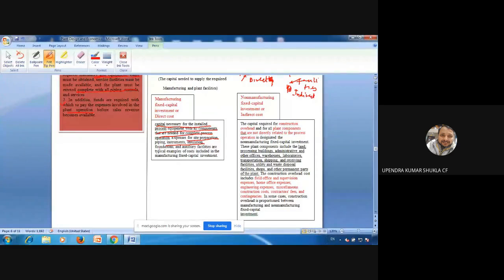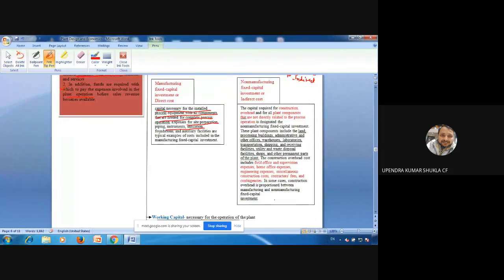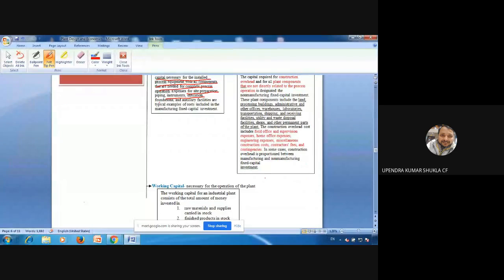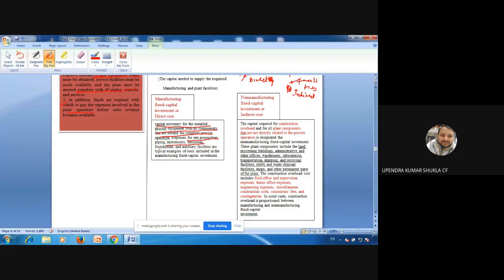You know, what all will come in construction overhead cost? In construction overhead cost: field offices, supervision expenses, home office expenses, engineering expenses, miscellaneous construction cost, the contractor's fee, contingencies. Okay, so in a few books you will find construction overhead is given in another head. So in the Peter and Timmerhaus book they have considered construction overhead within the head of non-manufacturing fixed capital investment or indirect cost.